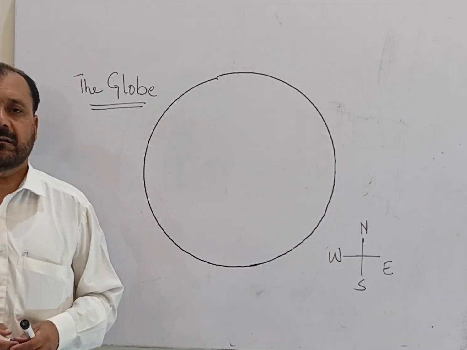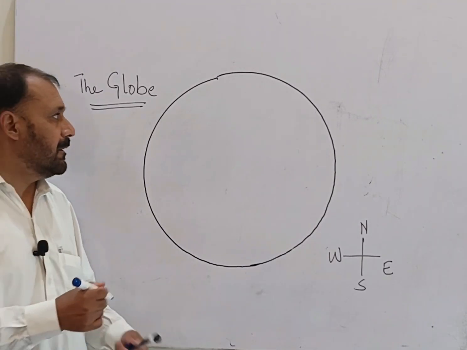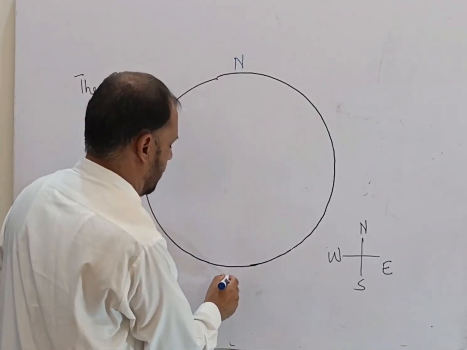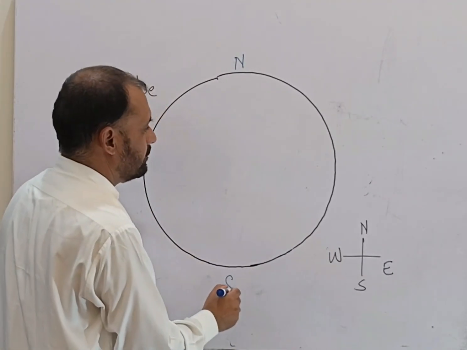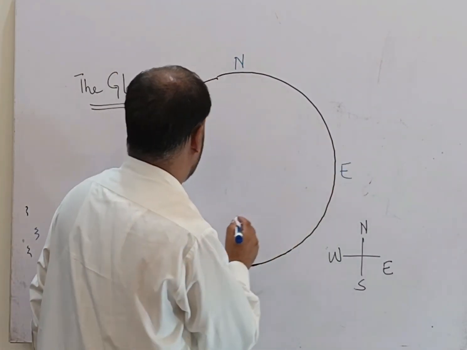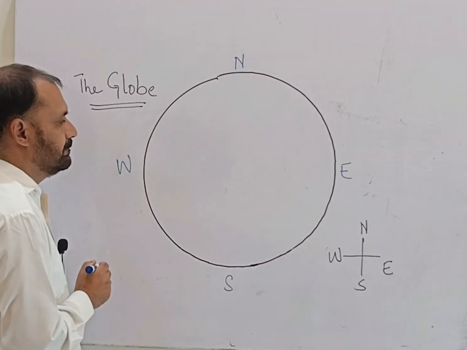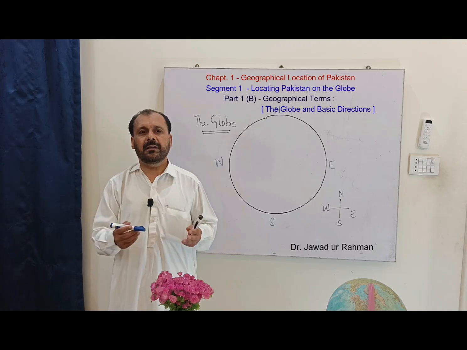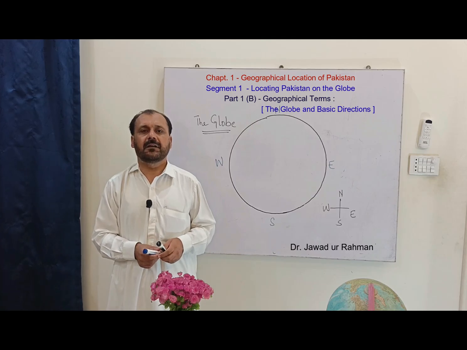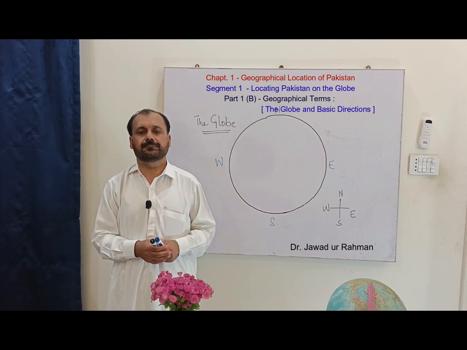Now let me mark the sides on our globe as well. North is at the top, south is at the bottom, towards the right hand is east, and towards the left hand is the west. Please remember these four basic directions because we will use them throughout this course.